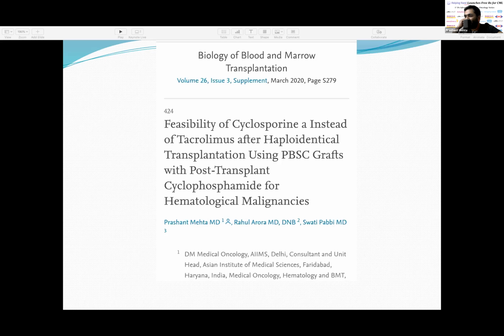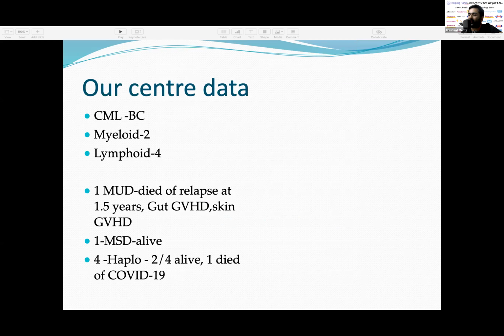And this is our center data, the feasibility using cyclosporine haplotransplants in hematological malignancies. We had 6 CML BC in this data set, and one out of this was a MUD. He died of relapse at 1.5 years, but also had a lot of GVHD.